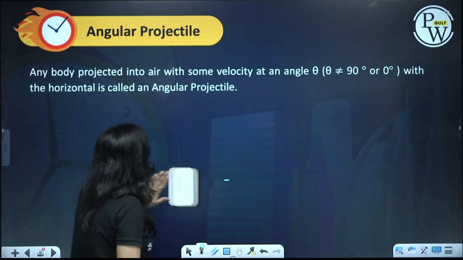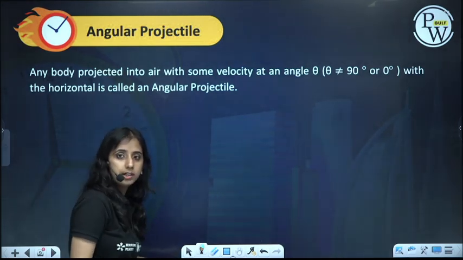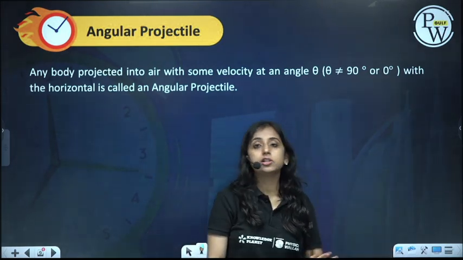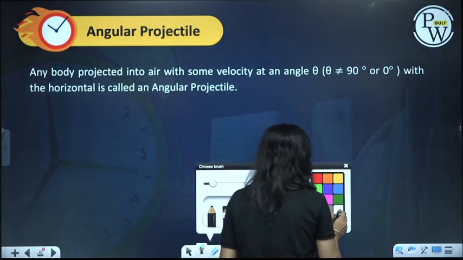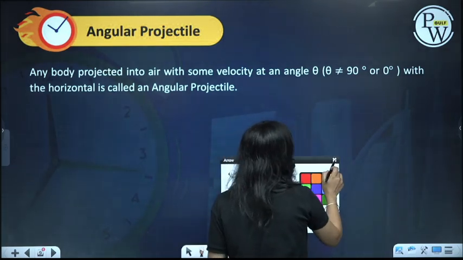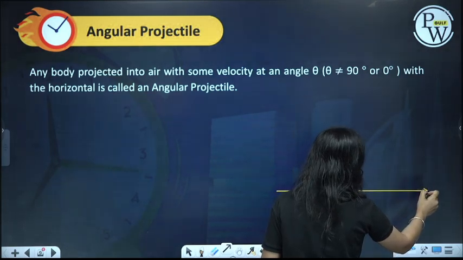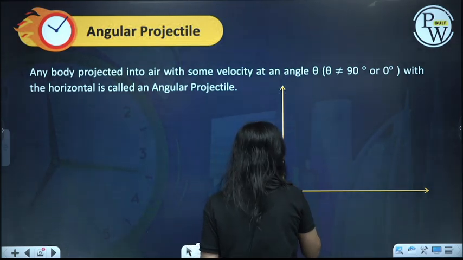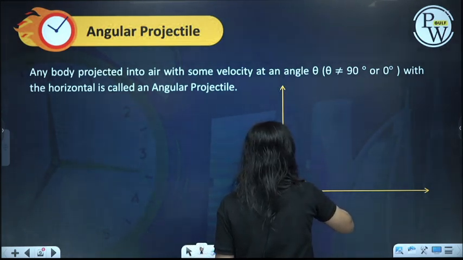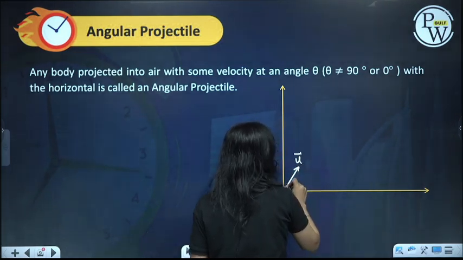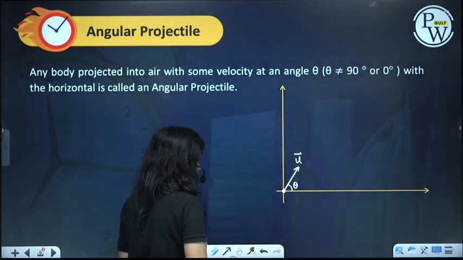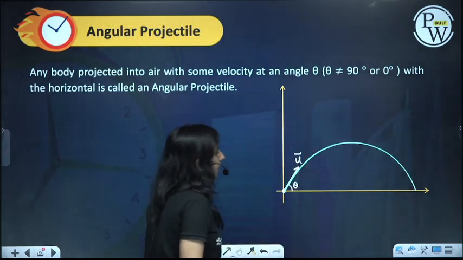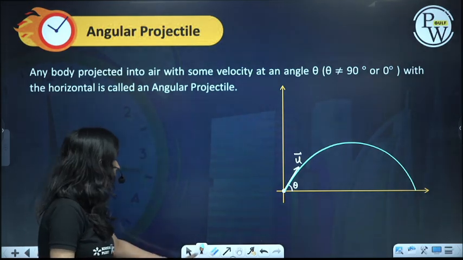Now we will be studying ground to ground angular projectile. A body is fired from the ground at some angle and it reaches the ground. So if I have a body and it is projected with some velocity u at an angle theta with the horizontal, then this body will follow a path like this.